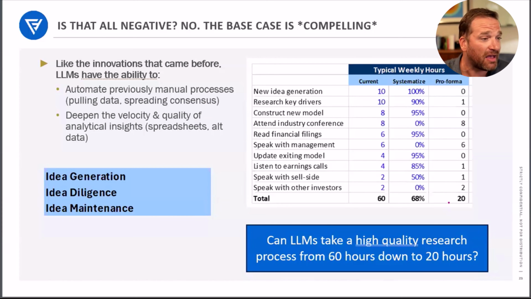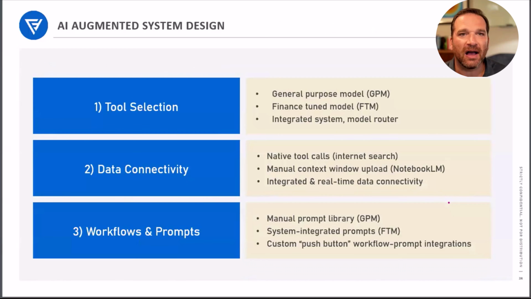The base case is compelling, like innovations that have come before LLMs that have given us the ability to automate previously manual processes and deepen the velocity and quality of our analytical insights, like spreadsheets and alt data. I couldn't imagine doing my job without a spreadsheet. So across idea generation, idea diligence, and maintenance. So that's my high level framing, how I'm thinking about seeing through the fog, seeing through the BS.